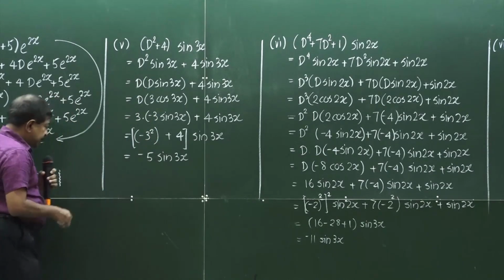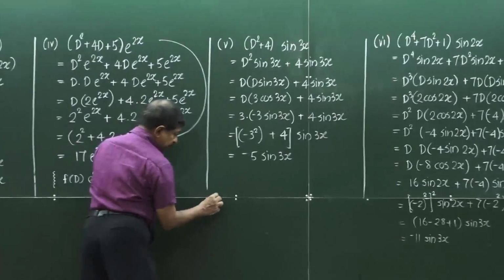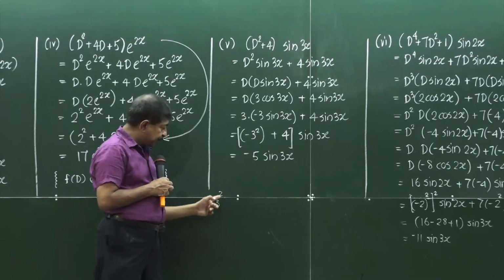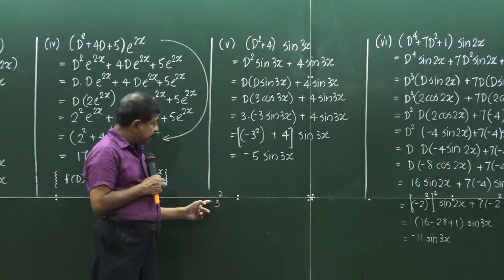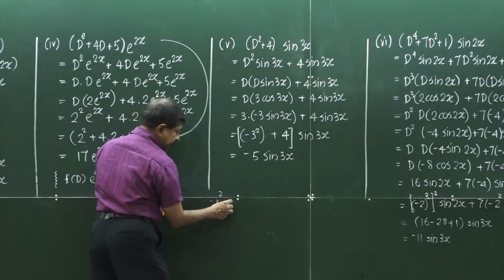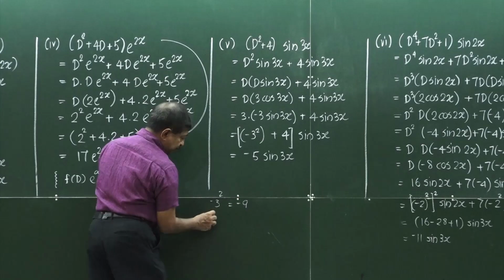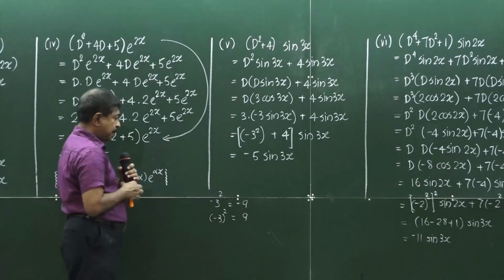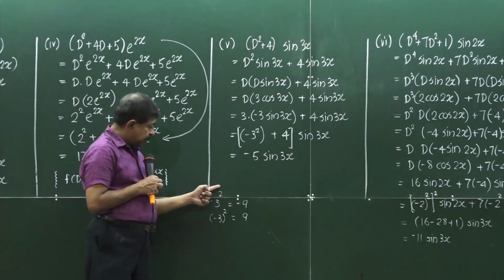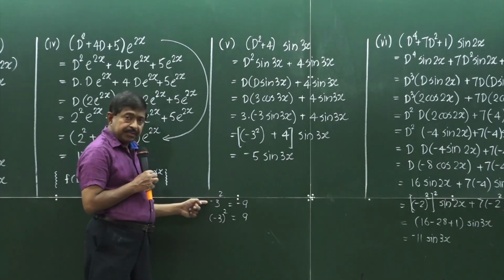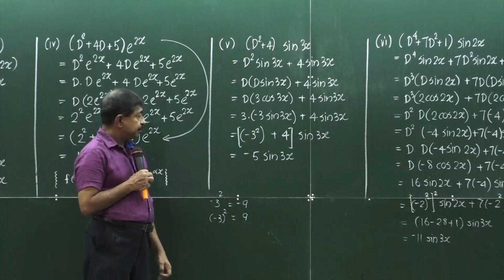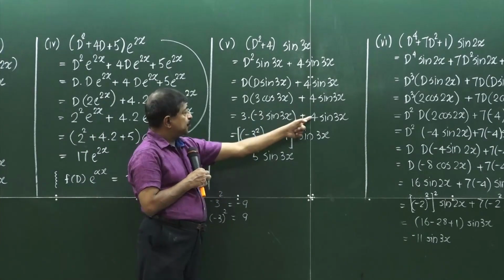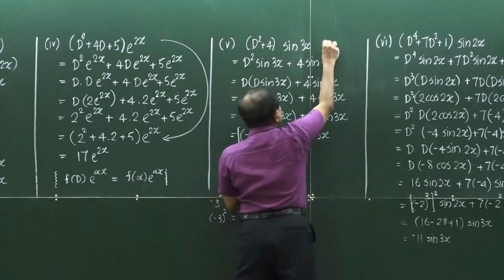Remember, minus 3 squared is not 9. It is minus 9. Why? 3 squared goes first, 9. So it's minus 9. But if you have this one, this is 9. So the absence of the parenthesis gives you a different value. So this is minus 9. Right? Plus 4. Can you straight away come from here to here?